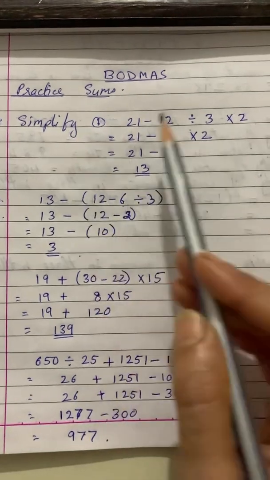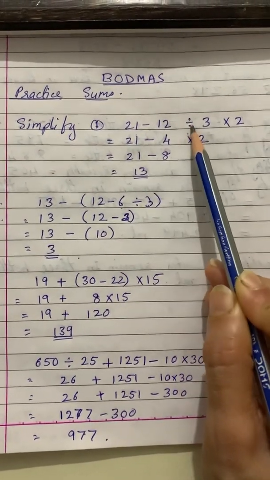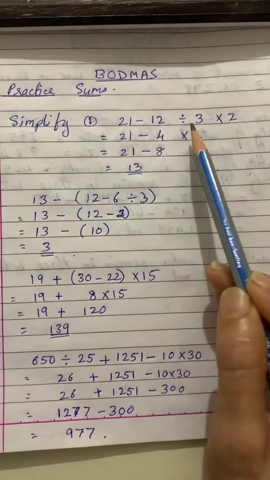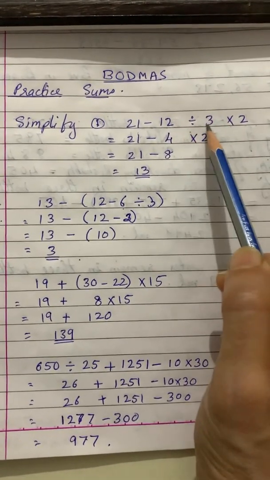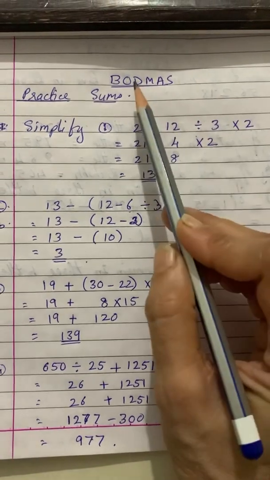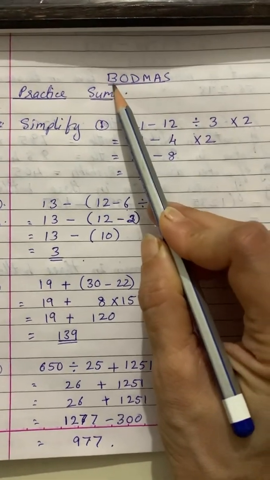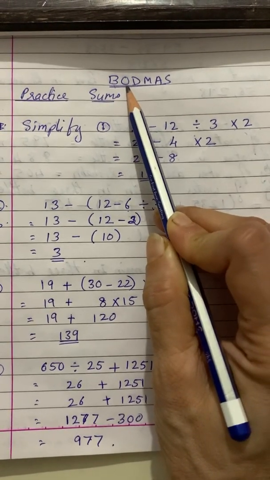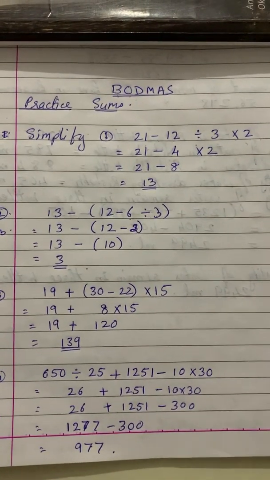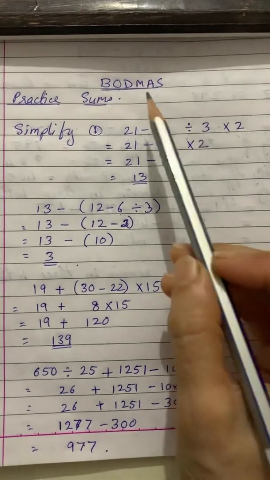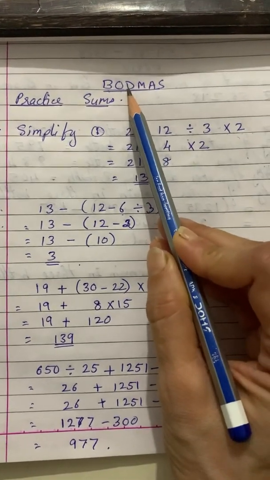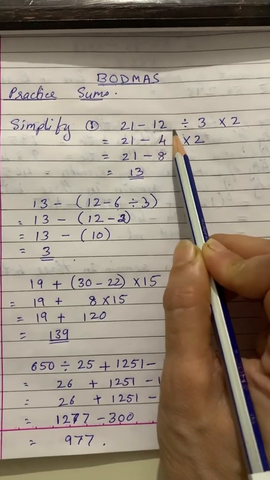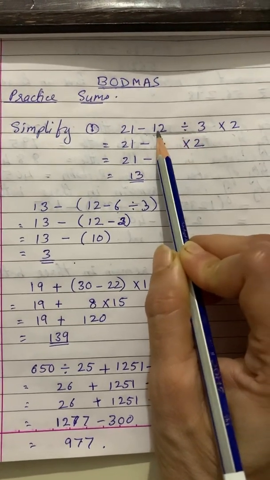The first sum is 21 minus 12 divided by 3 into 2. If you see here, which operation comes first according to BODMAS? We don't have brackets here, we don't have any exponentials or orders, that is, raised to 2 or raised to 3. So we'll go to the next, division, that is D. In this equation we see division is there, so we'll first solve this division.